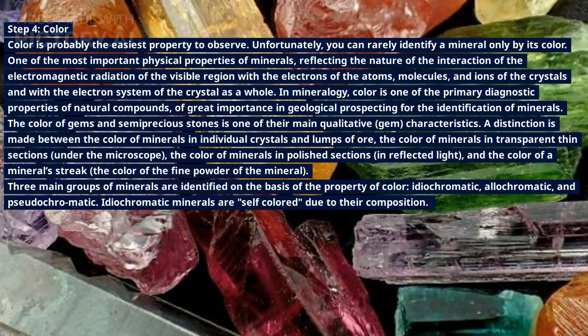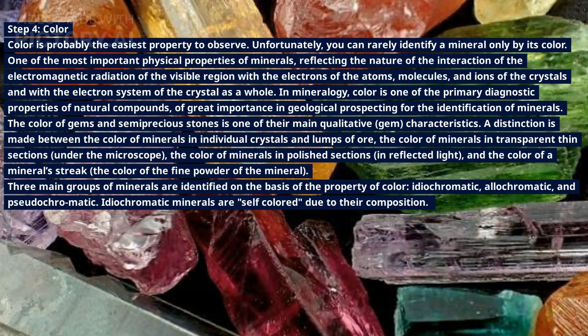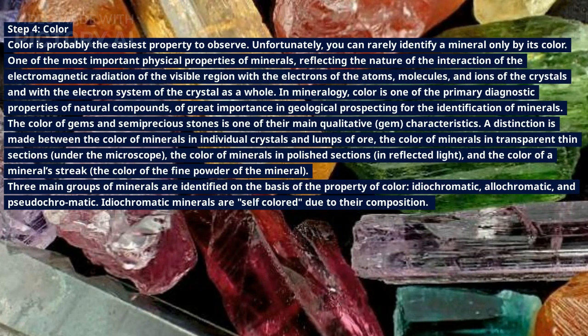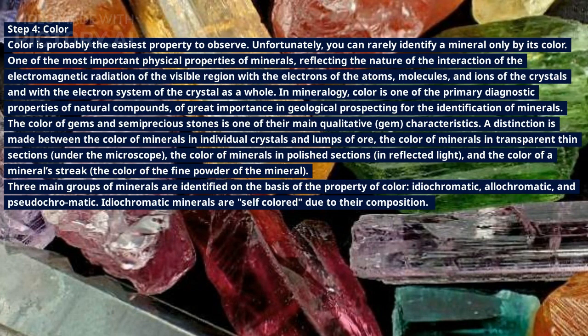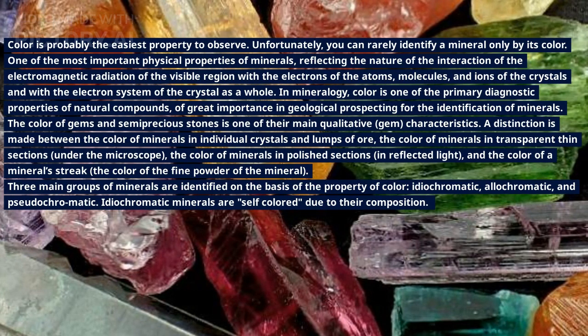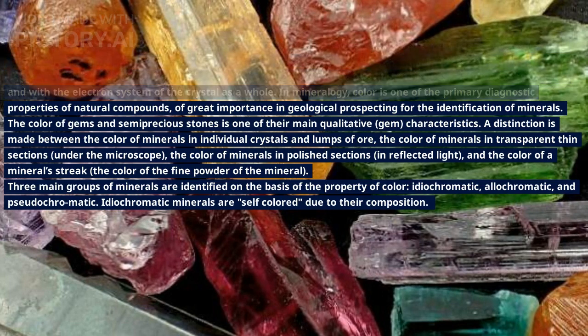A distinction is made between the color of minerals in individual crystals and lumps of ore, the color of minerals in transparent thin sections, under the microscope, the color of minerals in polished sections, in reflected light, and the color of a mineral streak, the color of the fine powder of the mineral. 3 main groups of minerals are identified on the basis of the property of color: idiochromatic, allochromatic, and pseudochromatic.